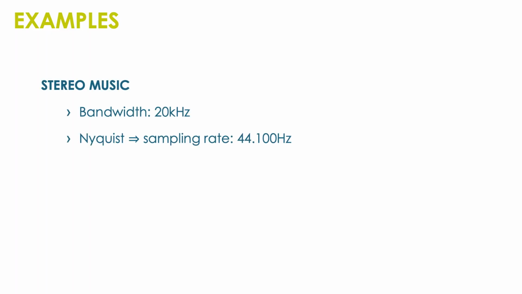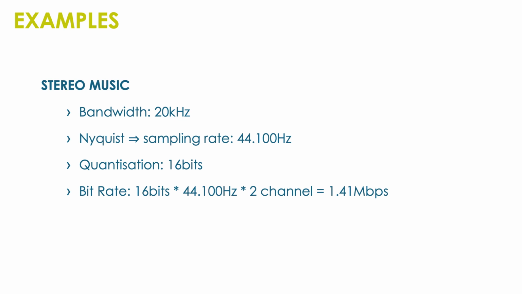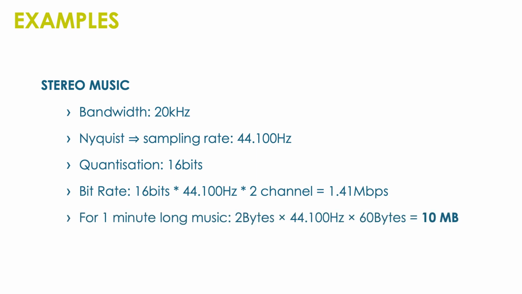But now let's move to the stereo music. With a 20 kHz bandwidth, 16-bit quantization and 2 channels, the bit rate now here is 1.41 Mbps, requiring about 10 megabytes for 1 minute of audio, which is a lot. This calculation demonstrates how different parameters influence digital audio quality and storage needs.